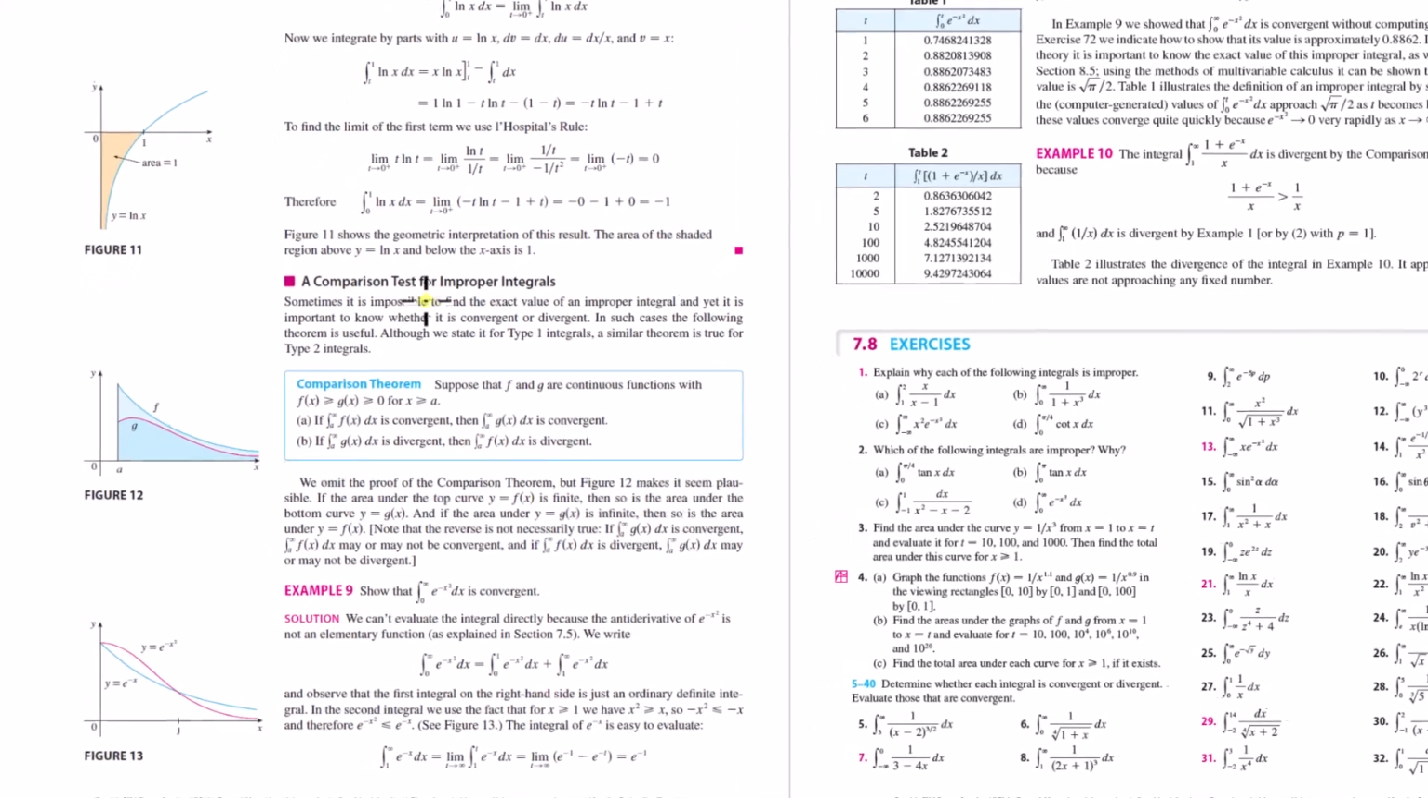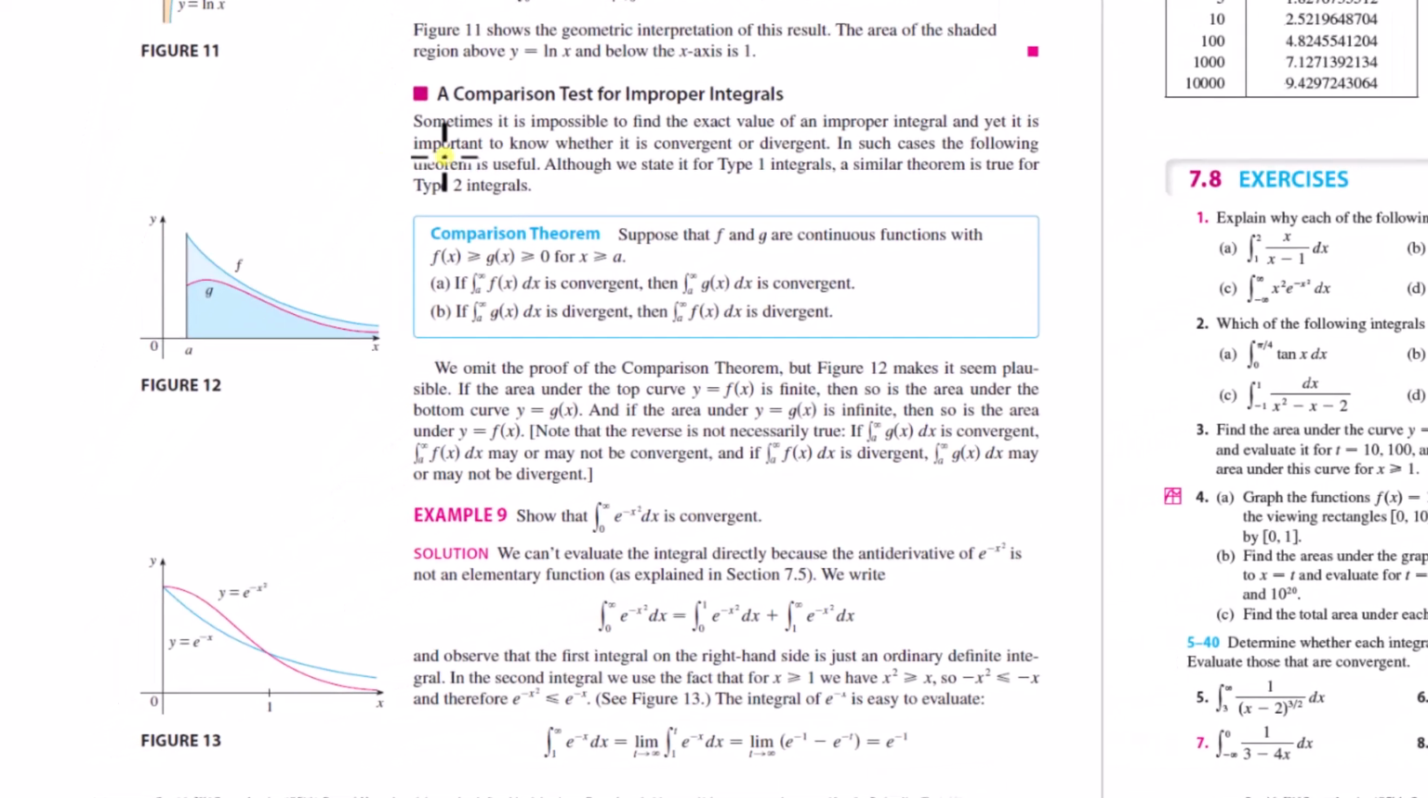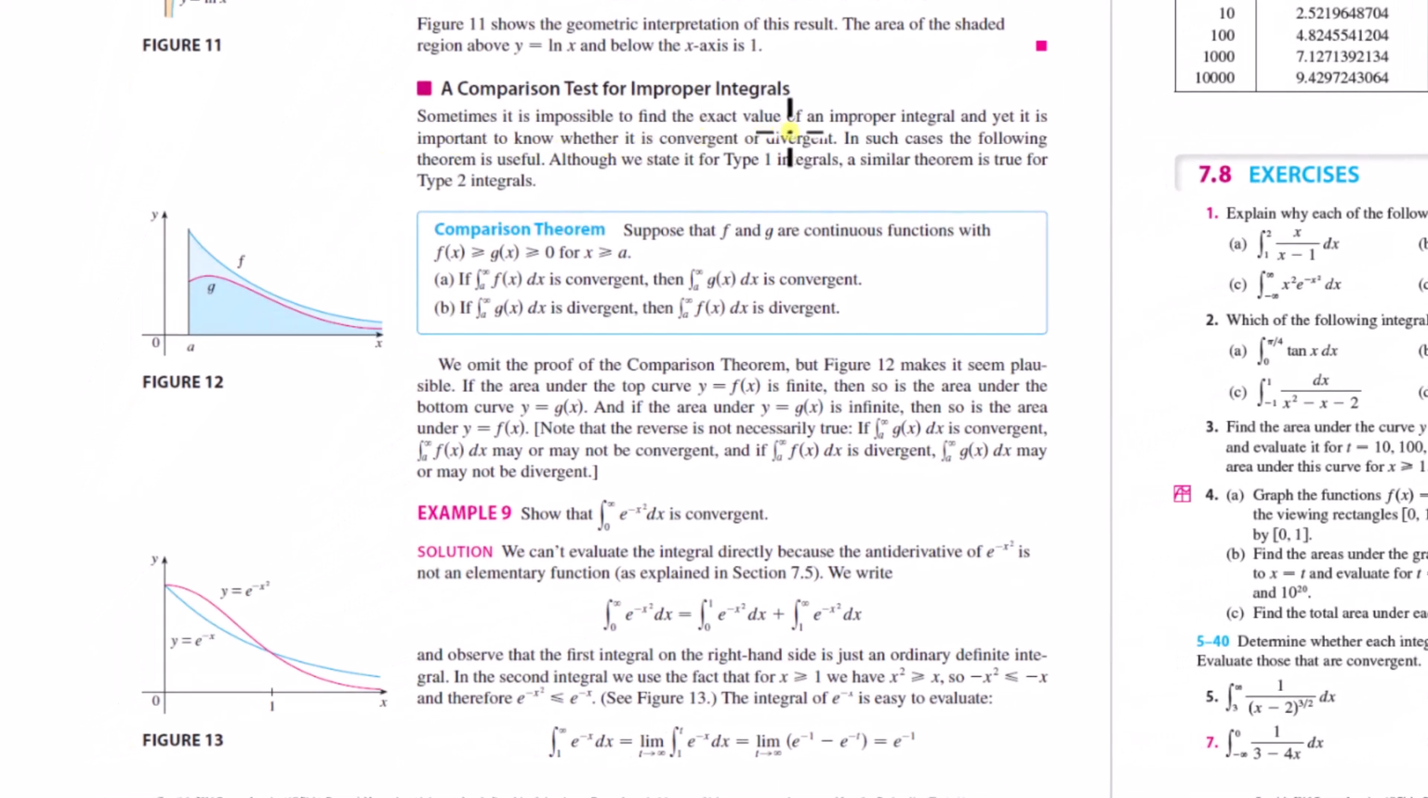Okay, a comparison test for improper integrals. Sometimes it is impossible to find the exact value of an improper integral, and yet it is important to know whether it is convergent or divergent. This is the same idea as with series. We're going to learn about series. Sometimes you can't find the value for a series, but you still want to analyze whether it is convergent or divergent. In such cases, the following theorem is useful. Although we state it for type 1 integrals, a similar theorem is true for type 2 integrals.